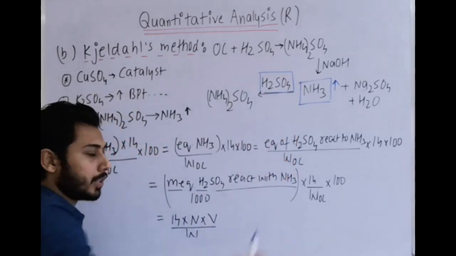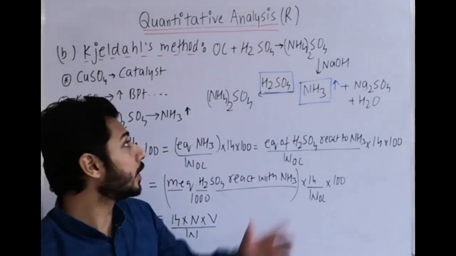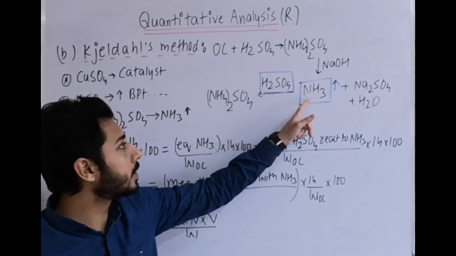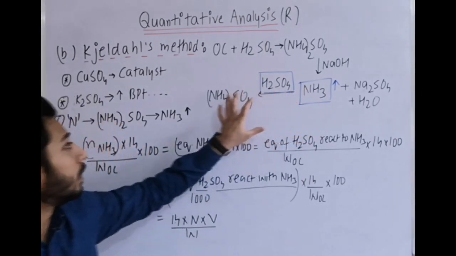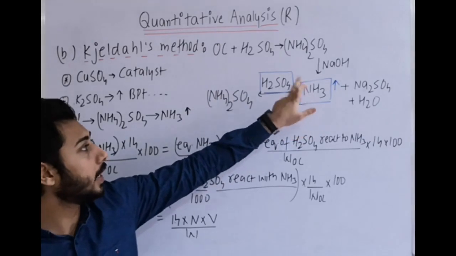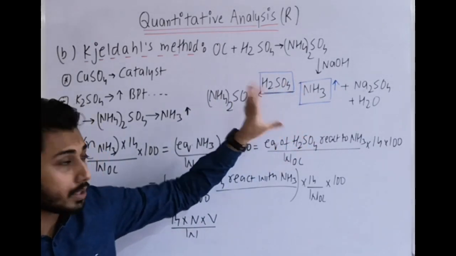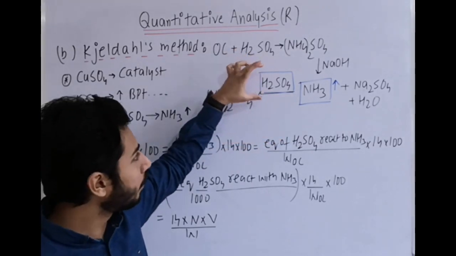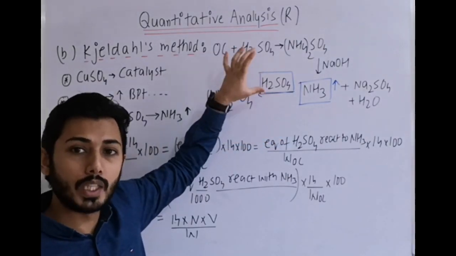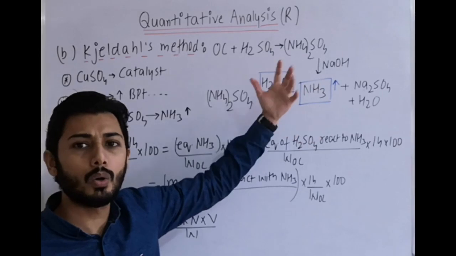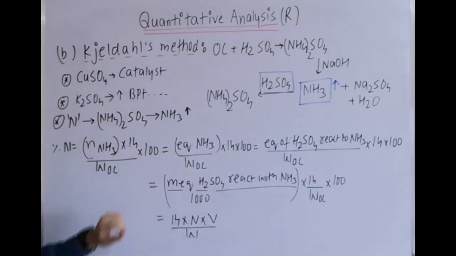Standard solution of H2SO4 means we know its concentration, and an acid-base reaction takes place, and then we finally get the percentage of nitrogen by estimating the amount of H2SO4 reacted with ammonia. How? This is the formula given.